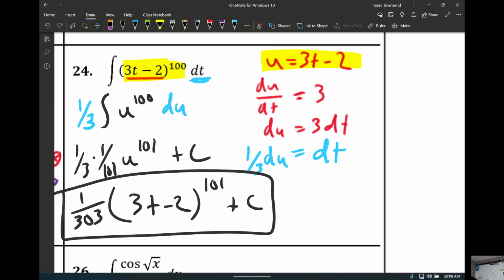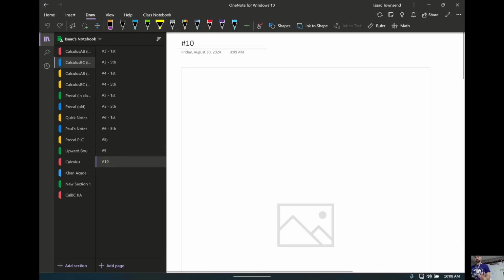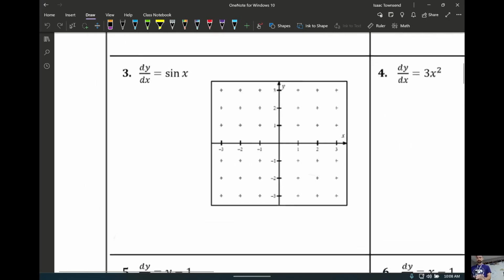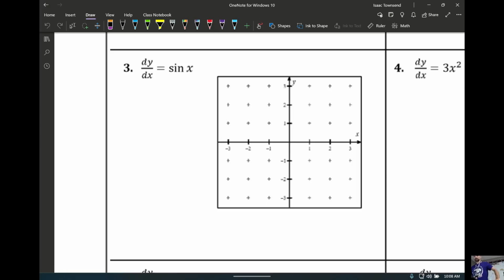Mr. Townsend, could you explain number 3 on the slope fields? Okay, so slope fields give us an equation that's the derivative, so it's telling me the slope at all these times. So I don't know, try plugging in 0 for x. What's the sine of 0? 0. Okay, so anytime x is 0, definitely the slope will be 0.